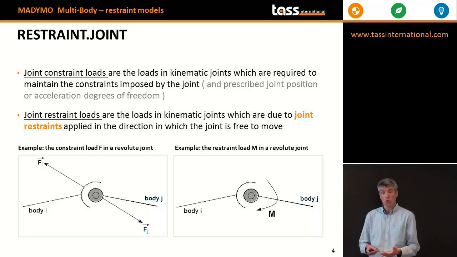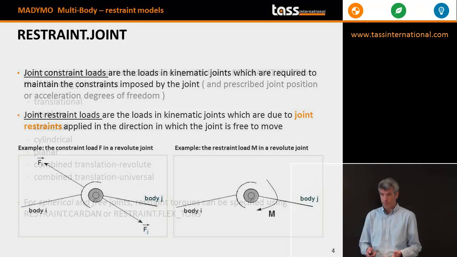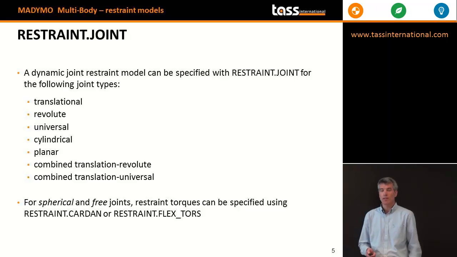The right picture is an example of a restraint. Again, it's a reference joint. It has 1 degree of freedom which is able to rotate. That's the rotational direction. And on top of that, you can put a restraint model. In the next slide, you see an overview of restraints which you can apply on a joint.